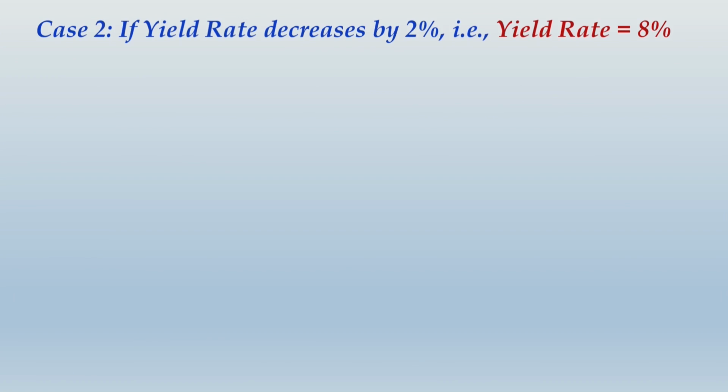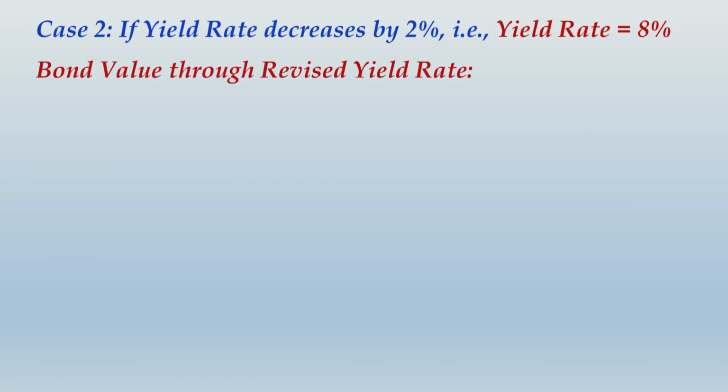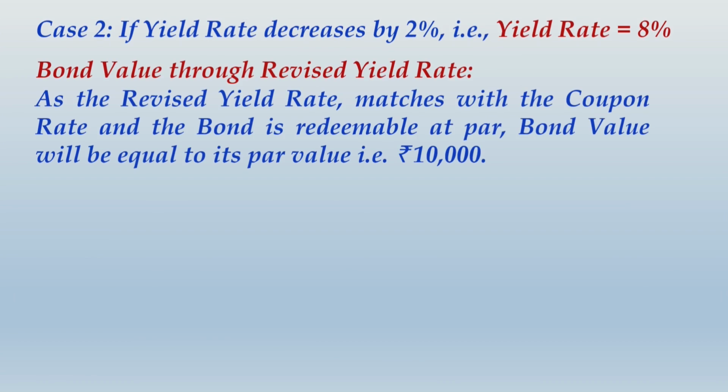Alright friends, once you have understood this whole thing, let us move ahead and talk about the second case where the yield rate decreases by 2%. So the revised yield rate becomes 8%. The bond value through the yield rate will be rupees 10,000. Here you don't need the computation. Look at this reasoning given over here. As the revised yield rate matches with the coupon rate and the bond is redeemable at par, bond value will be equal to its par value, that is rupees 10,000.